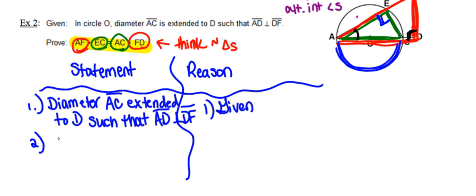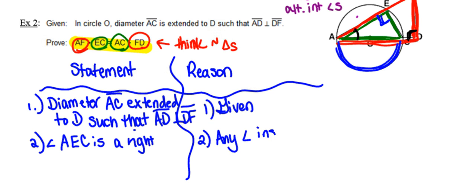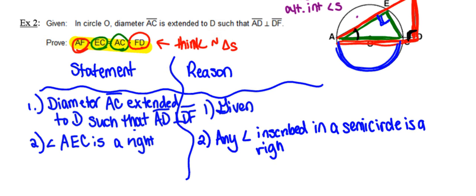I'm going to go ahead and say right away that angle AEC is a right angle. And that's because any angle inscribed in a semicircle has to be a right angle. And I'm going to cite statement 1 because statement 1 had diameter AC telling me that arc AC is a semicircle.